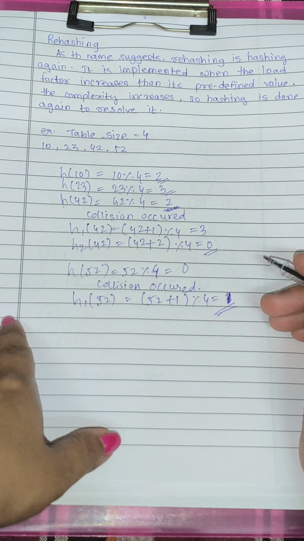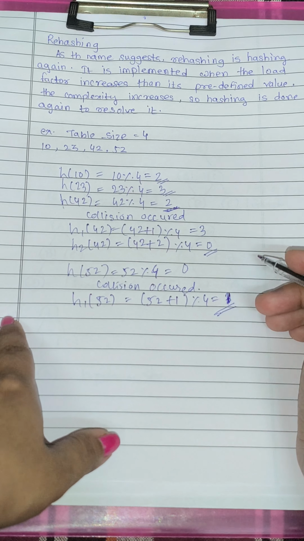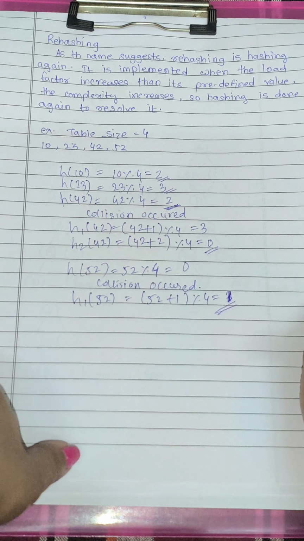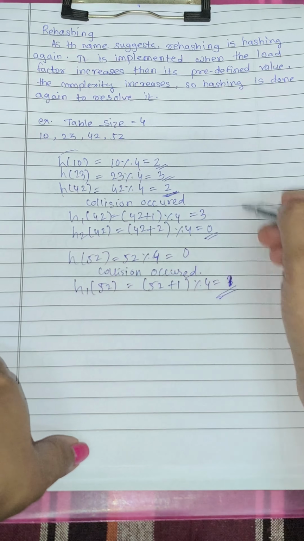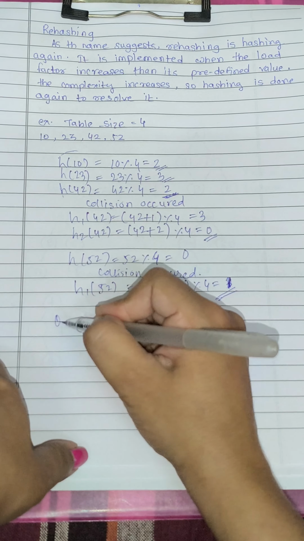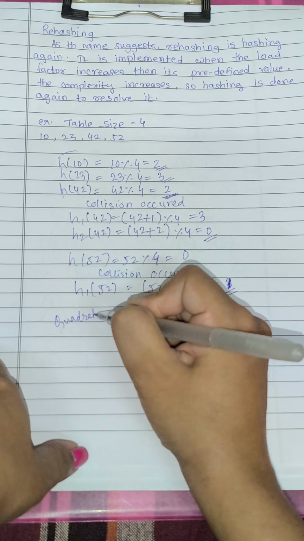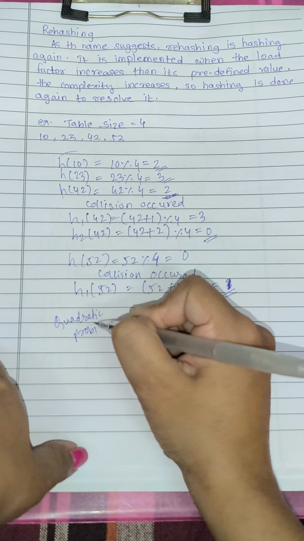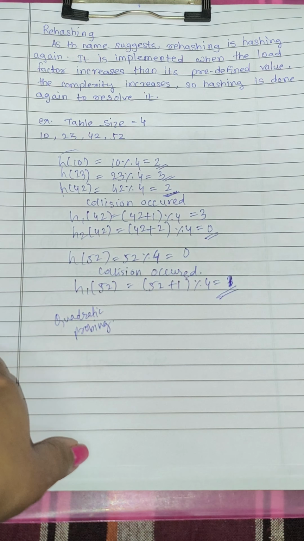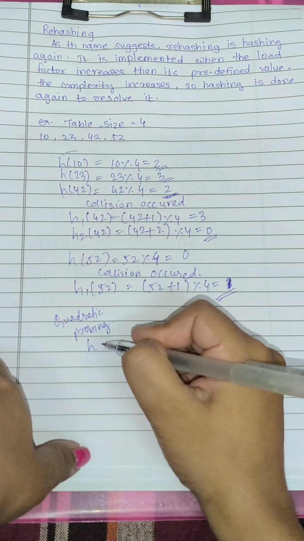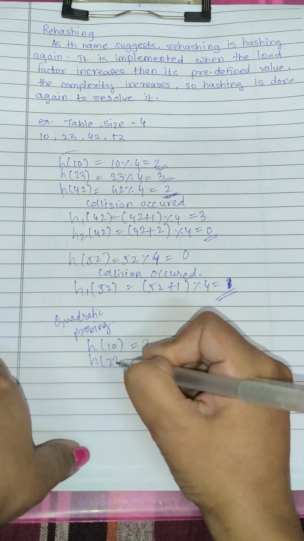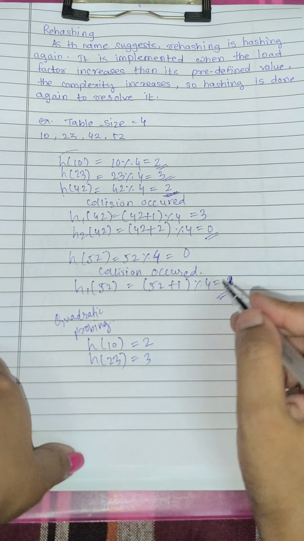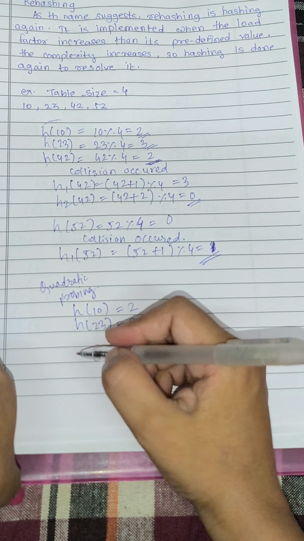But let's suppose it is mentioned that we have to implement quadratic probing instead of linear probing. Here what I did was linear probing. Let's suppose I'm doing quadratic probing. The same solution I'll be solving with the help of quadratic probing, so you will be able to see the difference. Now h of 10, I'm getting index 2. h of 23, I'm getting index 3. So there is no collision here, and no formula is implemented other than that.